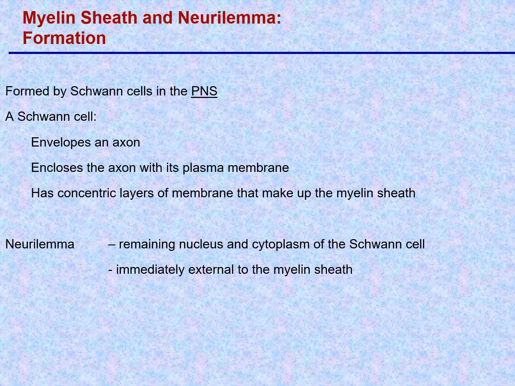So, as I said, in the peripheral nervous system, you have Schwann cells, and the Schwann cell wraps around the axon and encloses the axon completely at that one spot where it's present, and it will have many concentric layers of membrane as it wraps around and around and around. The last portion on the outside is called the neurolemma, and that's the part where the nucleus is.